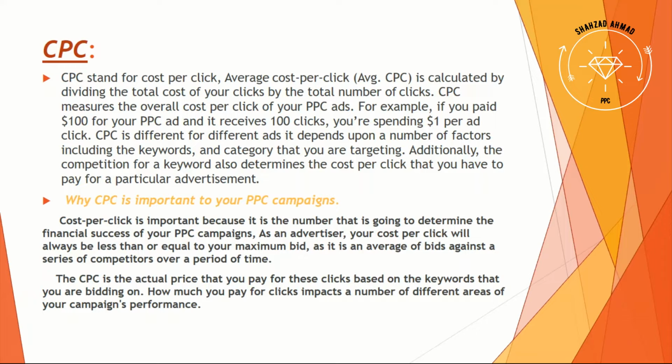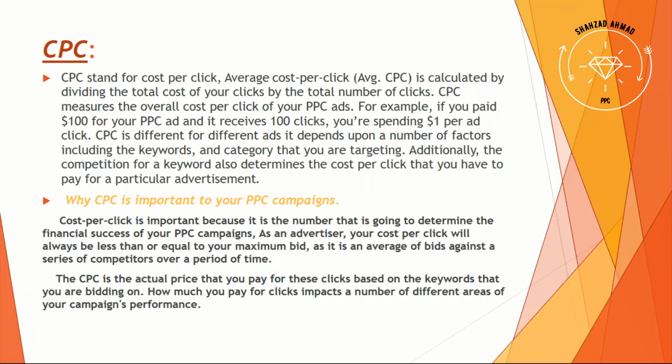So competition, if there is more competition for any keyword, the cost per click will be higher. So it is important, your whole success depends on CPC. If it is lower, you will be on the profit side, you will save money. But if it is higher, you don't save much of your money. Average bid against a series of competitors over a period of time, your cost per click will always be less than or equal to your maximum bid.